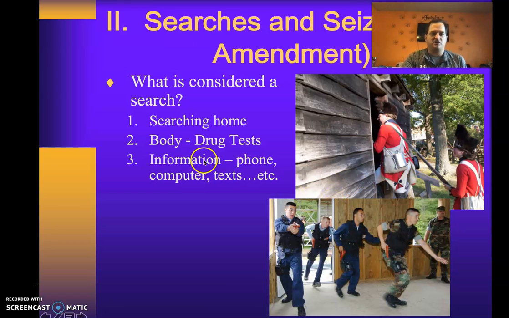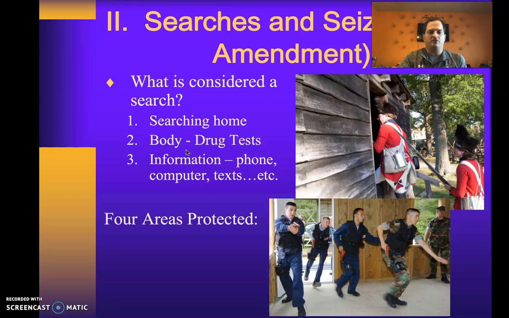The second type of search is your body for drugs. If they're going to do some type of drug test, now this could be if you get pulled over for a DUI, they might want to check your blood for a blood alcohol level. This also could be your employer wanting you to pass a drug test, and we'll talk about what that means. And then the last one's information. Your phone, computer, text messages, social media, Snapchats, tweets. All of that now obviously is changing over time, but the Fourth Amendment applies to all of those as well.